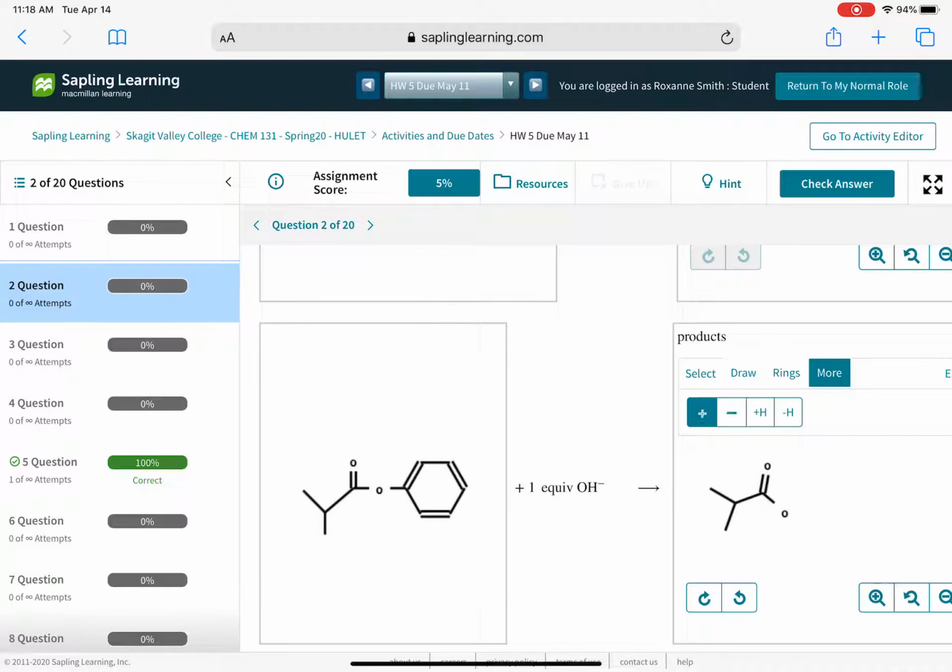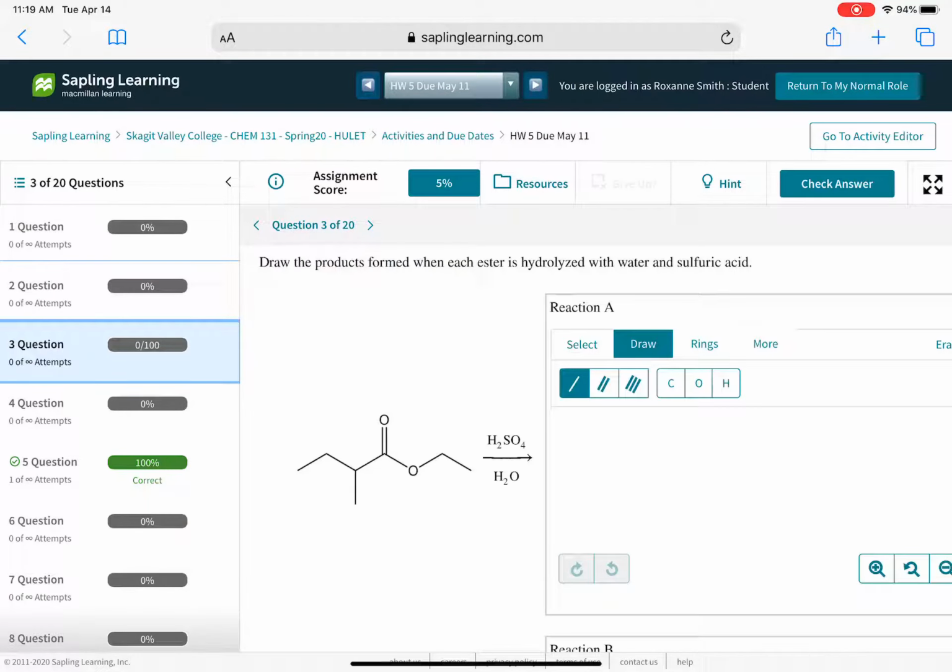Then there's the plus or the minus charges. Our oxygen needs to have a negative charge, so we'll select the negative charge, and then you just click on the oxygen to put that negative charge there. And yeah, it's sitting right on top of the oxygen, but that's okay. Sapling doesn't care. And then you're going to draw the other product of this reaction, which is an alcohol, and just follow along with your notes and you can do it.